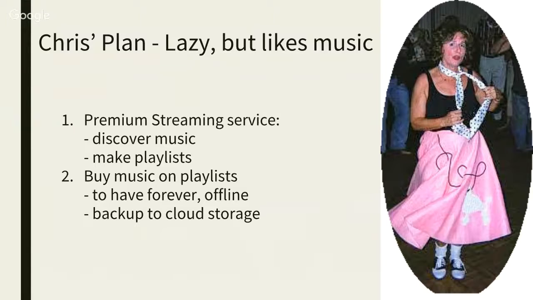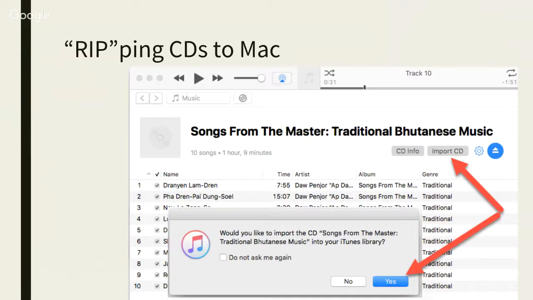So that's my plan. First, if you do have CDs, how do you get them onto a computer and then onto your phone? Well, it's called ripping. And the computers make it very easy. You just insert the CD. What's that you say? I don't have a CD player. You don't have a CD player?